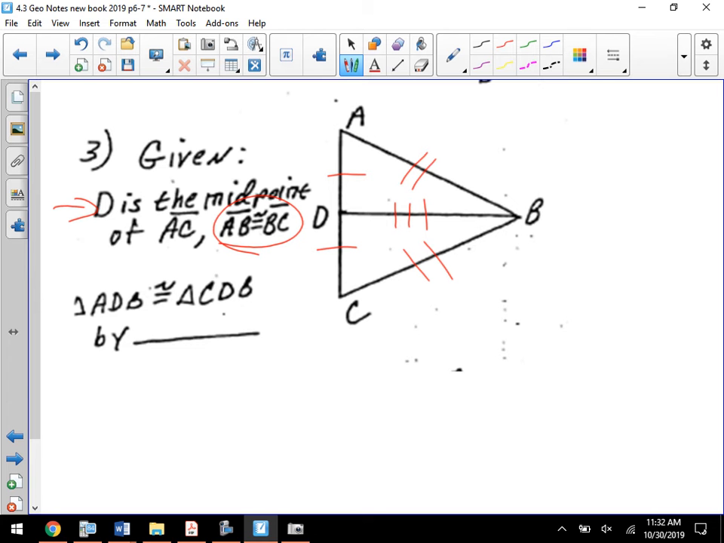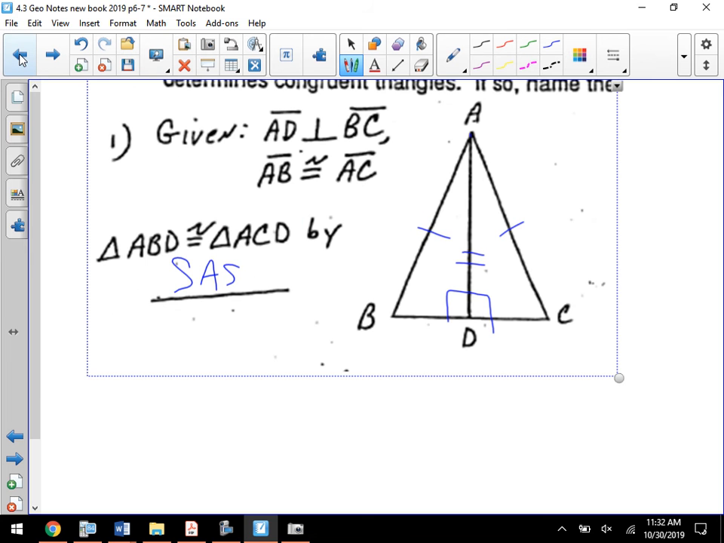Yes, ma'am? It doesn't say that there is, so you can't assume that it occurs. Okay? If it doesn't say that these two are perpendicular, you can't assume that it happens. Whereas in the other one, it said it was, so you know it is.